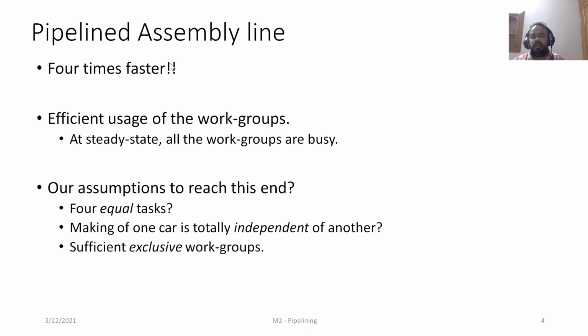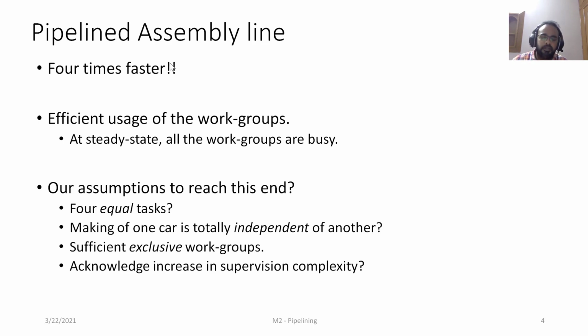What is the third assumption we made? That there are sufficient exclusive work groups. It means we have a group of people each for engine, chassis, paint, and testing. But what if that's not the case? Maybe the same group of people would still be doing engine and the paint work. What if that's the case? We will not be able to pipeline them properly, right? But the 4 times throughput was achieved assuming that there are 4 different work groups.